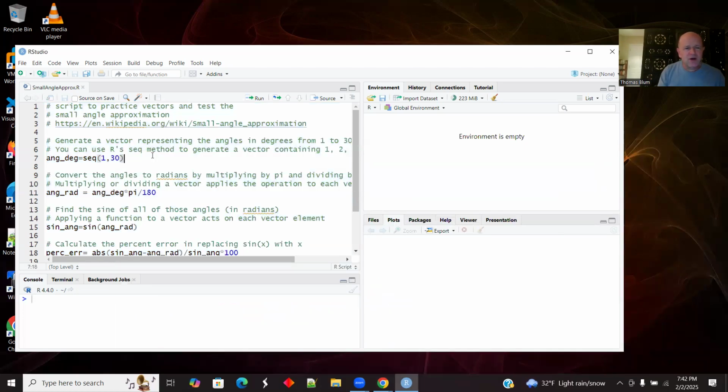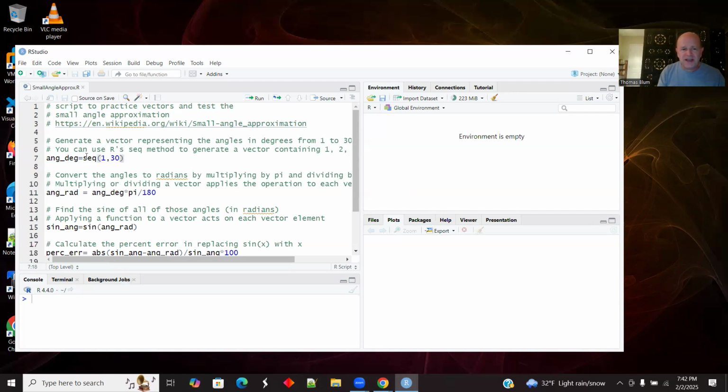So I've decided to go up to 30 degrees to see. It said radians, but I'm going to start in degrees, convert to radians, and then look at this approximation. So I decided I'd go up to 30 degrees.